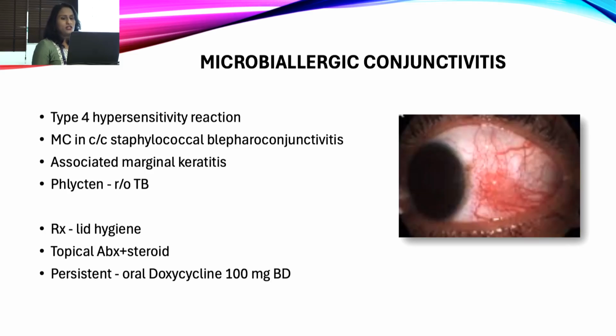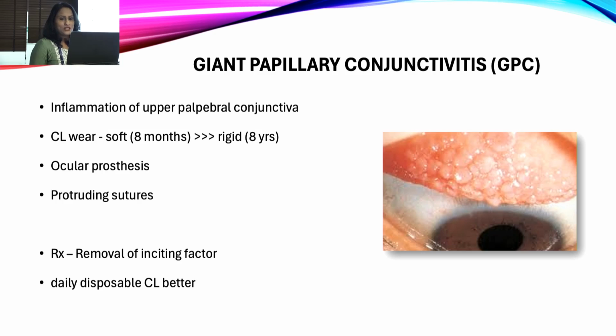Another entity called microbial allergic conjunctivitis. This is a new term, but we all know what it is. This is usually caused in a chronic staphylococcal blepharoconjunctivitis. It can be associated with marginal keratitis. Phlycten is also another entity in this. GPC, that's giant papillary conjunctivitis, in soft contact lens wearers, we usually see it also with ocular prosthesis and protruding sutures. In this, we remove the inciting factor.